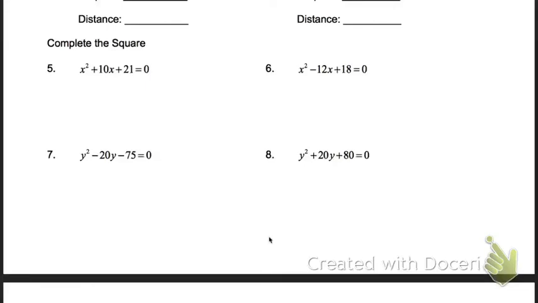That's how the video started, Riley. And I didn't even not hit record. It's recording right now. Okay, completing the square.